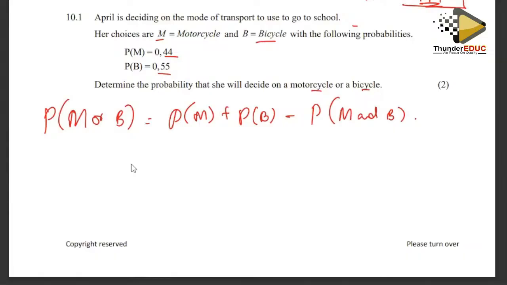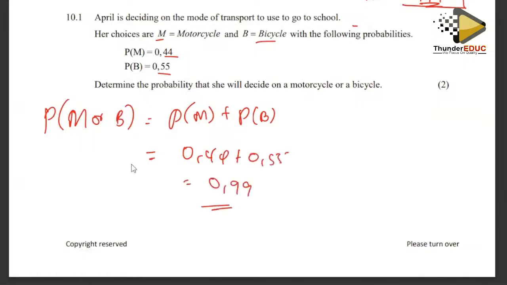No, it's not possible to use both, meaning that this doesn't make sense. The only option is not for her not to use any. Okay, so it's either 0,44 plus 0,55, which becomes 0,99.